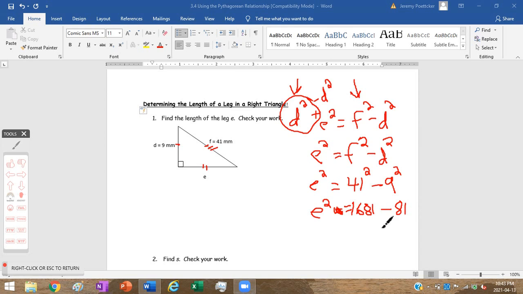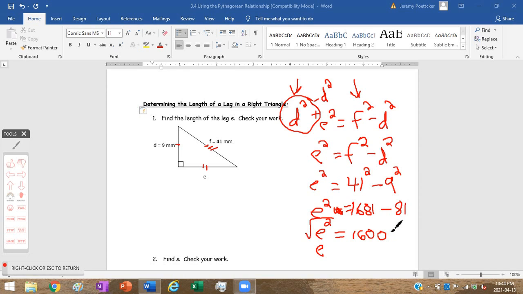1,681 minus 81. This works out quite nicely, I'm seeing. E squared then is going to be equal, hey, I can do this subtraction in my head. 1,681 minus 81 is 1,600. Check it on your calculator if you don't believe me. And I want to find out what side length E is, right? This 1,600 units would be millimeters squared, would be the size of the square that we built over here.